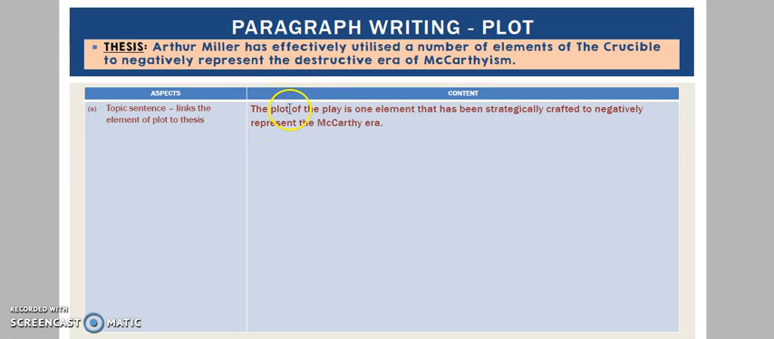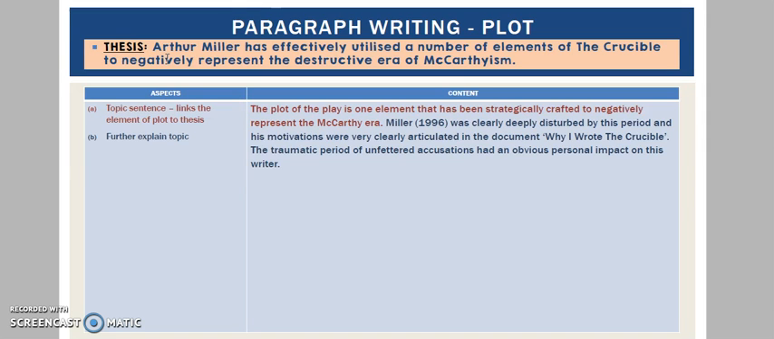So plot is clearly stated here, and then it also links to the thesis that it has been strategically crafted to negatively represent the McCarthy era. So there's part of our thesis there. So it's clear and to the point, doesn't need to be too wordy, just clearly state what narrative element is going to be discussed and what it's achieved.